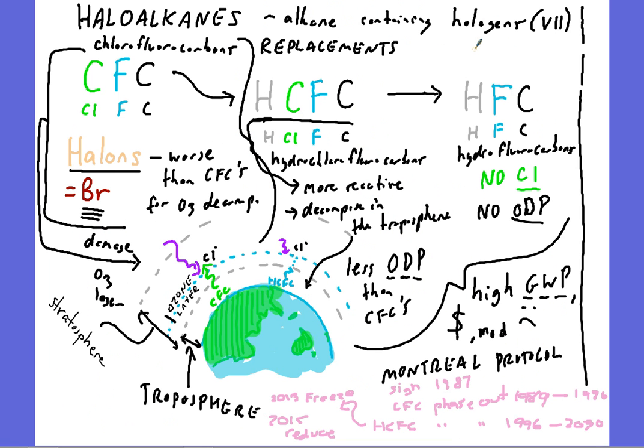So what are we going to do about this CFC problem? Well, CFCs, as we know, are chlorofluorocarbons containing chlorine, fluorine, and carbon, and they are very damaging to the ozone layer. Another class of chemicals called halons, which are like CFCs but contain bromine, are much worse for ozone decomposition. But what they've done is they've decided to replace them with hydrochlorofluorocarbons, or HCFCs. They contain hydrogen as well, and that makes them more reactive, more likely to decompose in the troposphere and not make it to the stratosphere.